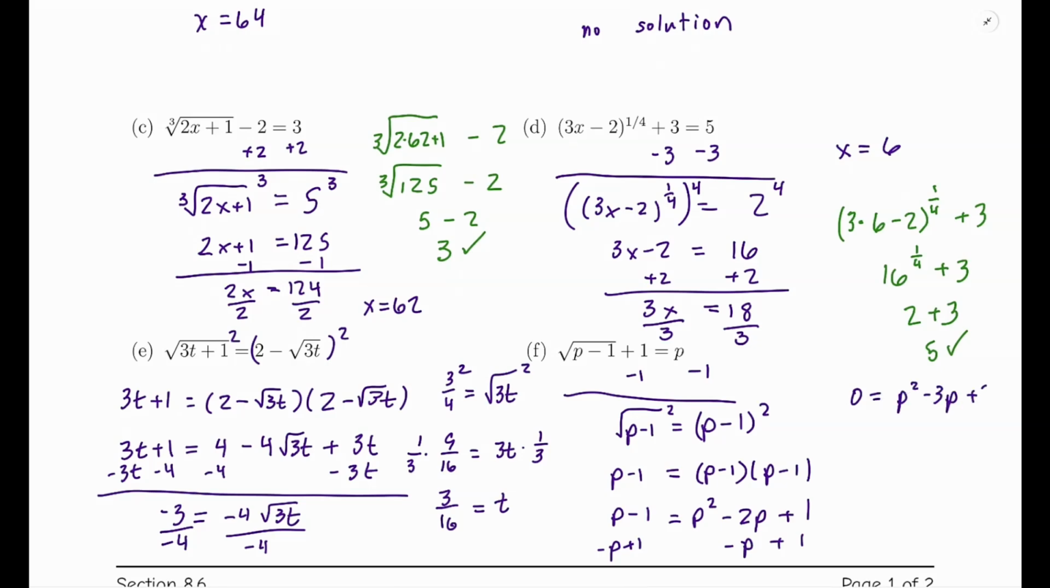And then factor. Then set each one equal to 0. So you get p equals 2, and we get p equals 1. And again, I'm going to leave it up to you to check these solutions, but both of them do work.